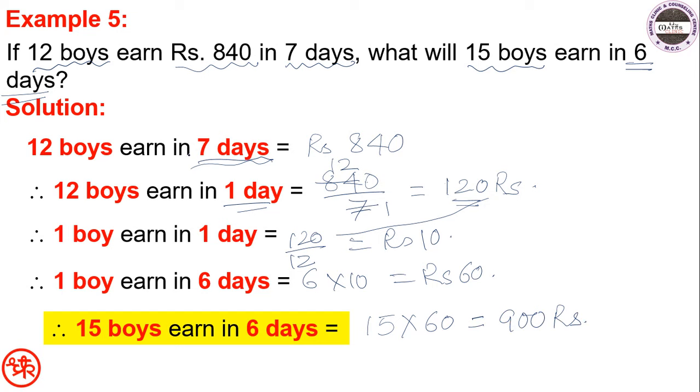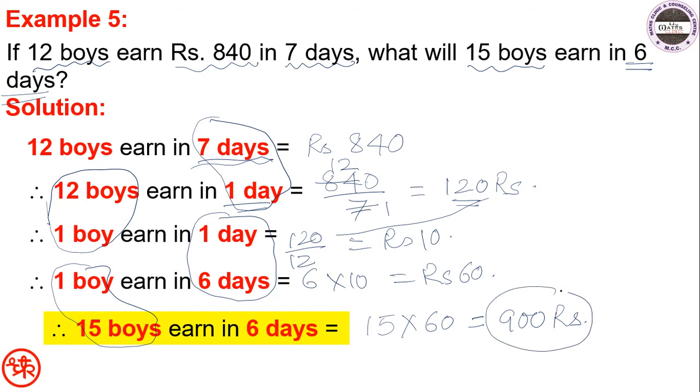So you understand? From 7 days we determine one day, and then from 12 boys we determine one boy. Is that clear? And for one boy one day we determine 6 days. Okay, and from one boy 6 days we determine 15 boys 6 days. Is that clear? So rupees 900 is the final answer. Is that clear?